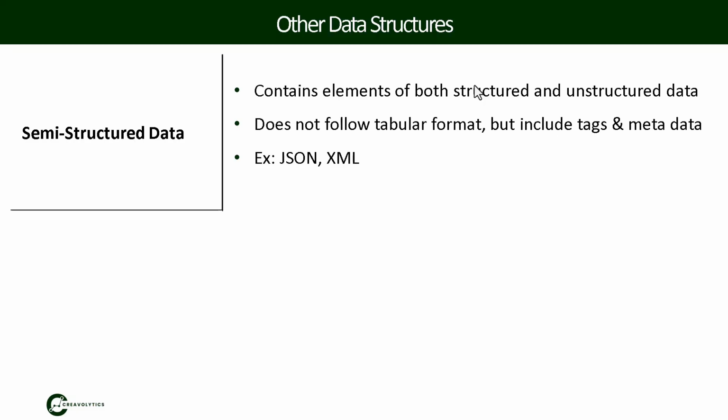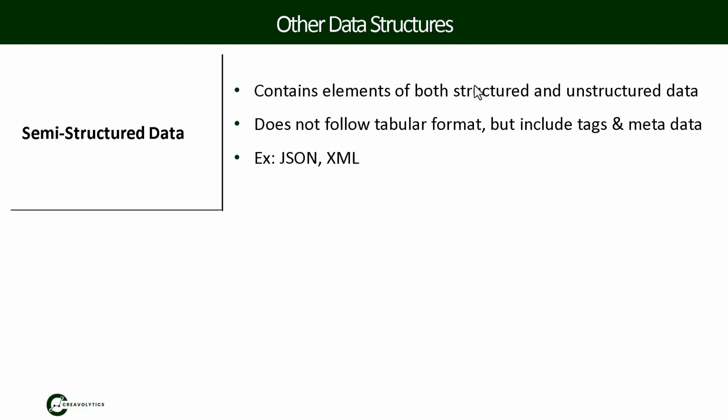Metadata can provide basic information such as when the data was created and why, or who created the data, where it was created, the file size, and other relevant information. Common examples of semi-structured data include JSON and XML files.